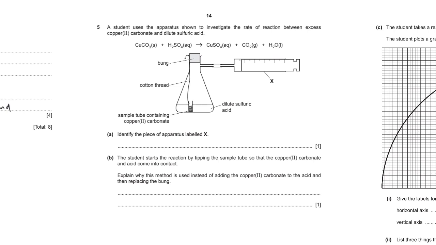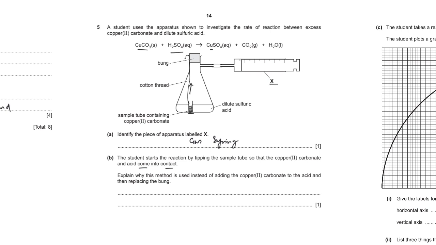Okay. So this is like the famous reaction of carbonate with an acid. Identify the piece of apparatus labeled as X. This is called the gas syringe. The student starts the reaction by tipping the sample tube so that the copper carbonate and acid come into contact. He will pull this thread and the sample tube will tip, and the copper carbonate will fall into the conical flask.